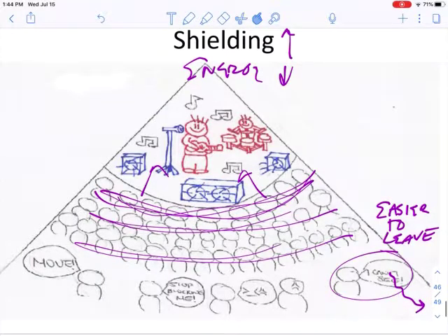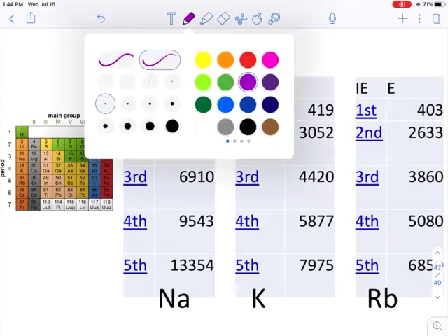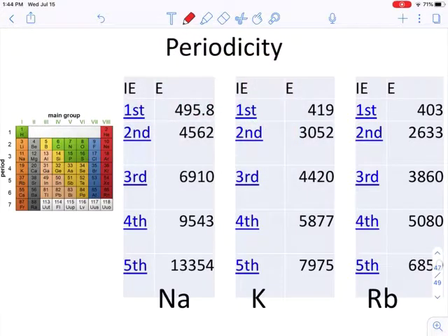All right. So let's take a look at some examples now of the types of problems that you're going to see. It's pretty simple. Take a look at these examples here, sodium, potassium, and rubidium. A couple of things to note from this data. First of all, you should see a big jump for sodium and potassium and rubidium after the first electron, and we do. A big jump here, a big jump here, and a big jump here.